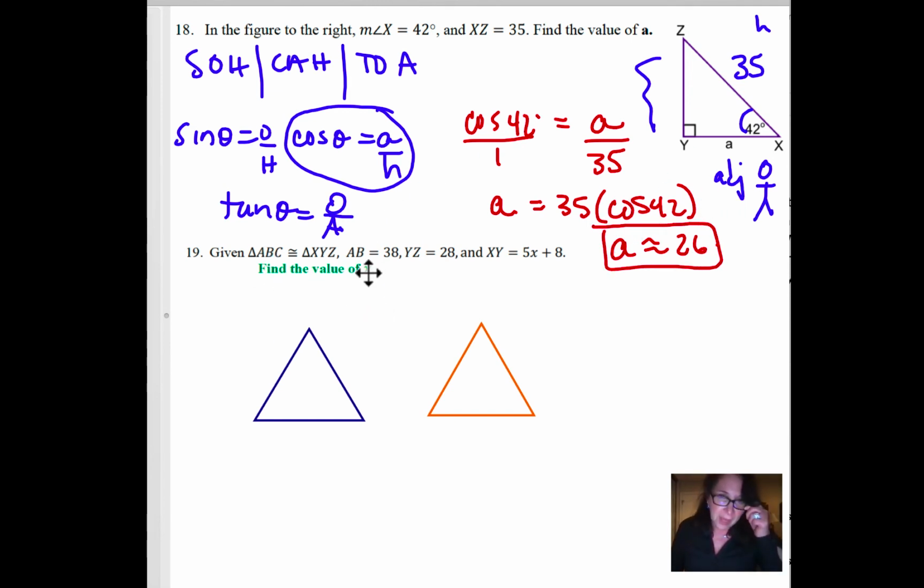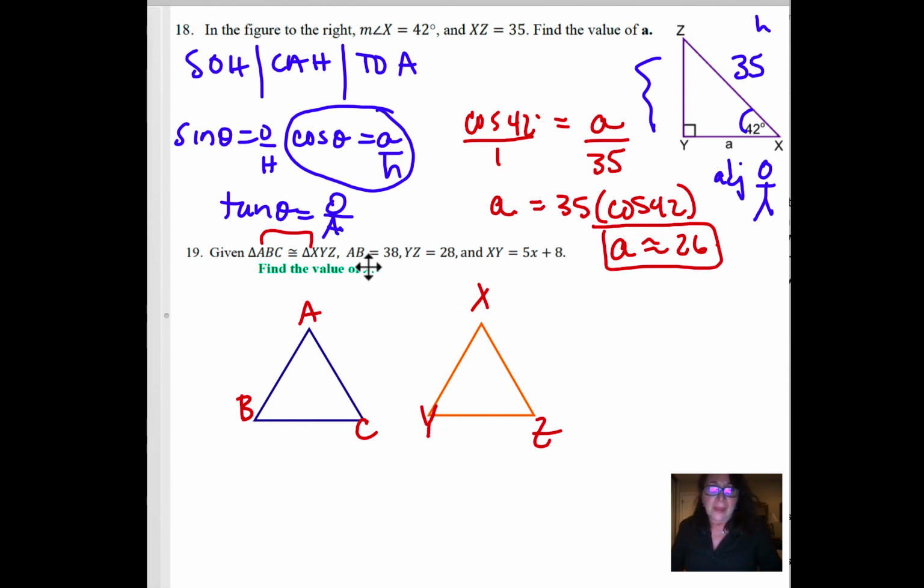For this problem, it says triangle ABC is congruent to XYZ. Make sure that you take the time to line everything up. Because if A has to correspond with X, B needs to correspond with Y, C needs to correspond with Z. And yeah, these need to be capitals.